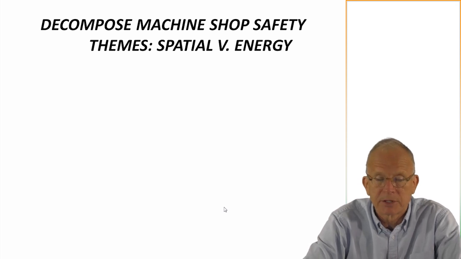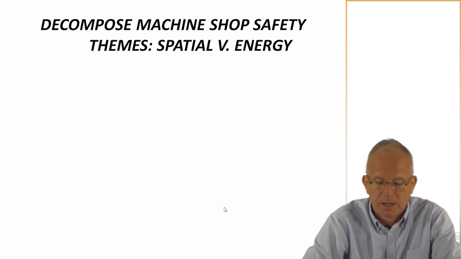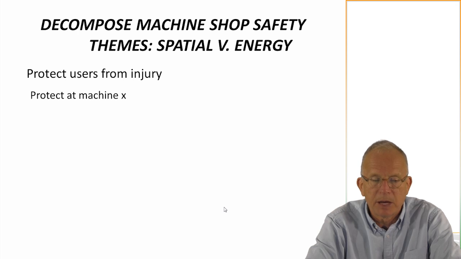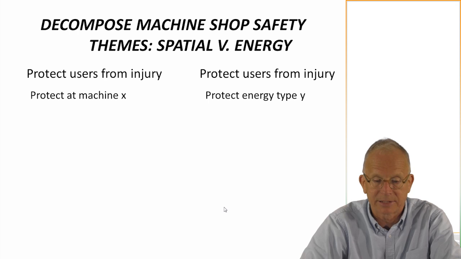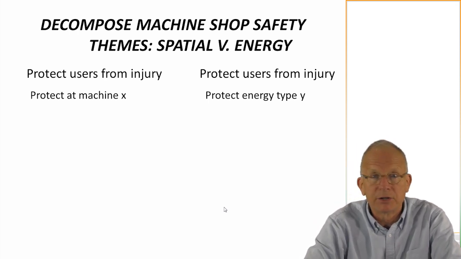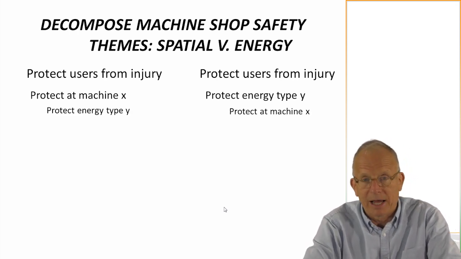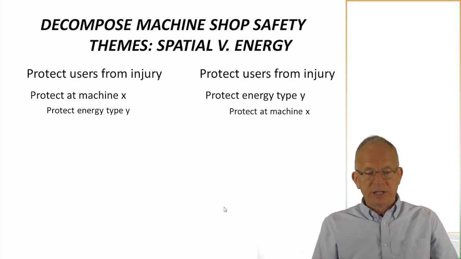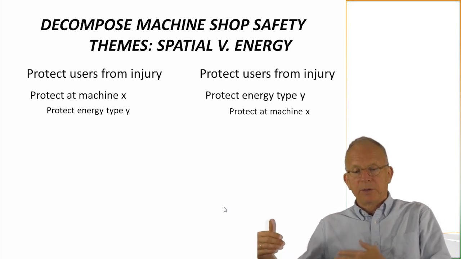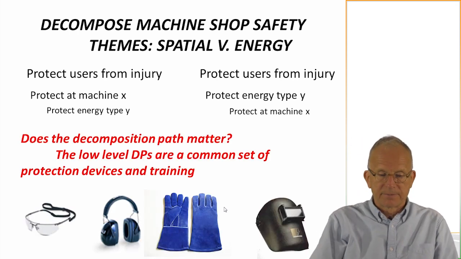Let's look at a decomposition, another example for shop safety. So themes spatial versus energetic. So if we take a look at, say, spatial, we need to protect users from injury, and we could say, let's protect them at machine X, for example. Or we could say, let's protect them from energy type Y. And then at machine X, we could then do the energy decomposition, or after doing the energy decomposition, we could say, let's protect them at certain machines.